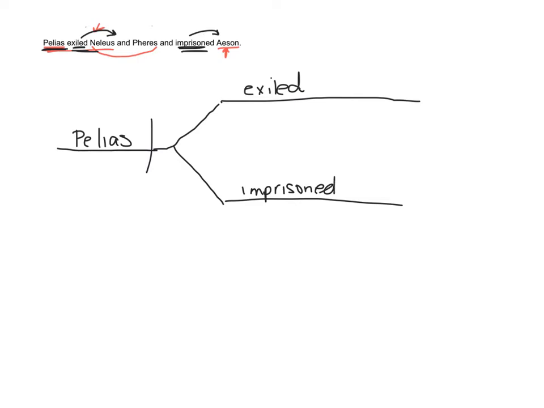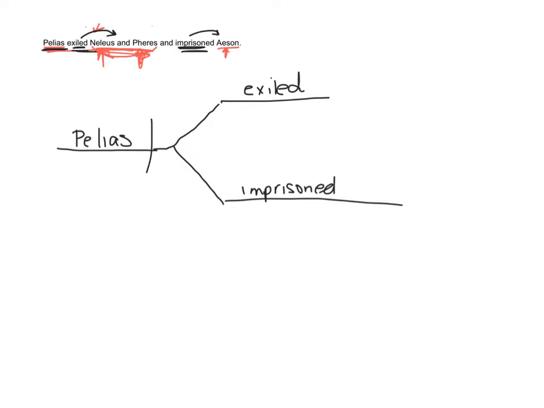Now, who did he exile? If you notice, I have two different answers. Neleus, his half-brother, and Phris. Neleus is his full brother, Phris is his half-brother. Does it matter? Not really. Interesting story, but not pertinent to diagramming.